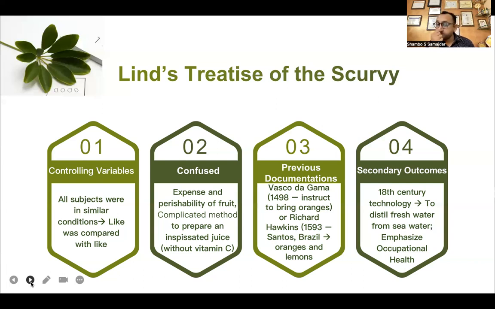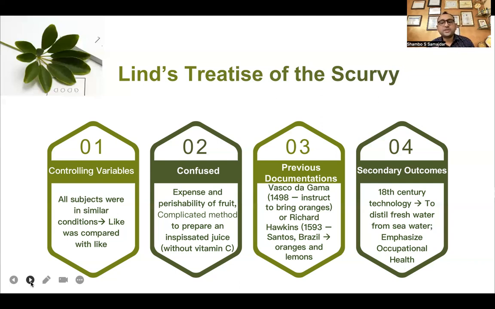He had instructed to bring oranges for his sailors. Or even Richard Hawkins in 1593, he had also introduced oranges and lemons among the sailors. So in this particular experiment and the reporting in Lind's treatise, this was missing. So we now can have a clear understanding that yes, before beginning any clinical research, we should have a proper background knowledge, a proper review of literature.